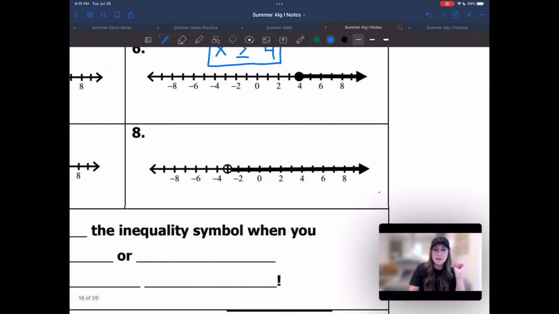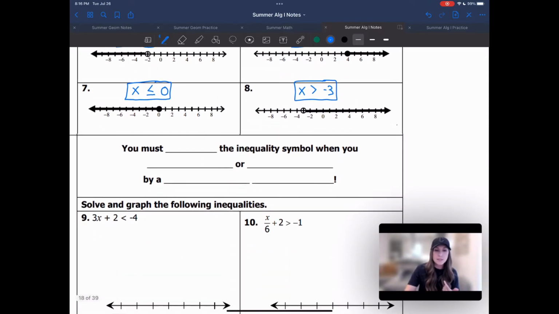Okay, and then last one here, number 8. Okay, so let's set it up. It's going to be X is something to, that would be -3. And it's an open circle, and it's shaded to the right, so it's going to be X is greater than -3. All right, so hopefully that stuff was a little bit of a review for you over inequality symbols.